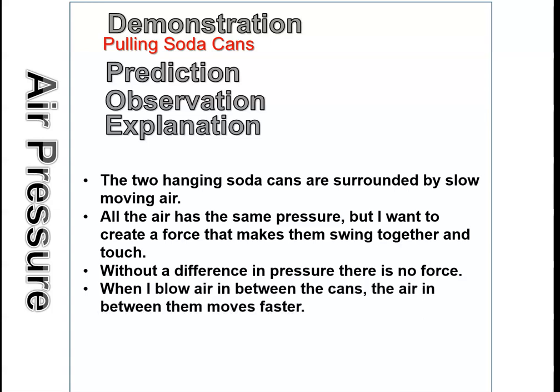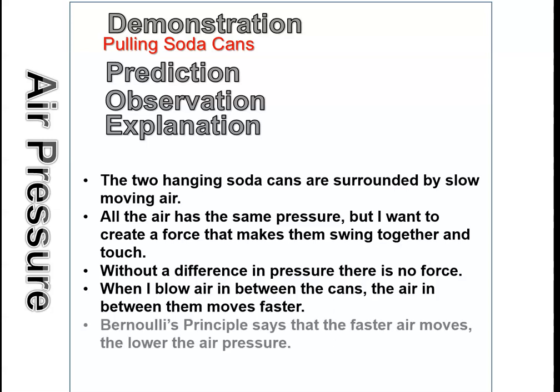So what I did is I blew air directly in between the two. When I blow air in between the cans, the air in between the cans moves faster. According to Bernoulli's principle, the faster the moving fluid, the lower the pressure. So I have fast-moving fluid in the middle, slow-moving fluid on the outside, so I have high pressure outside, low pressure in between the cans, and there's a force that pushes from high to low, making them swing together.